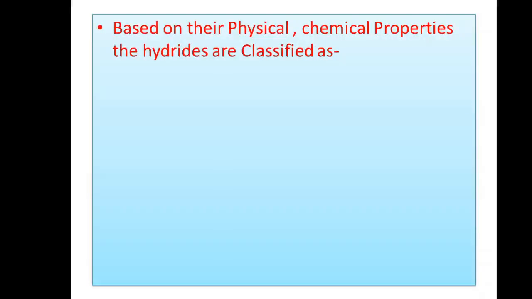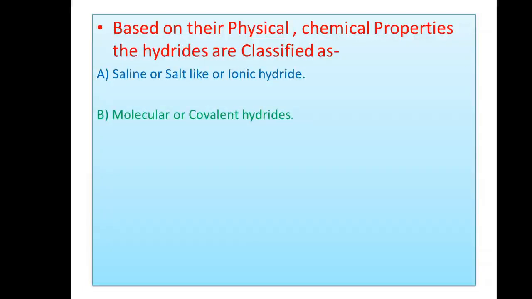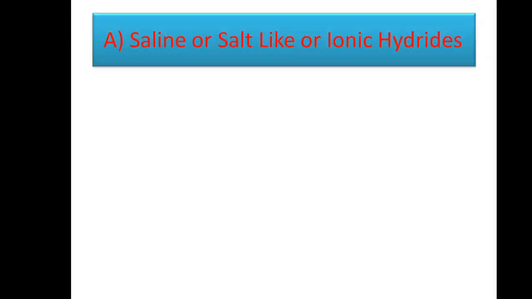Based on their physical and chemical properties, the hydrides are classified as: first is saline or salt-like or ionic hydrides. Second is molecular or covalent hydrides. Third is interstitial hydrides. Okay, these three are the classification of hydrides. First is saline hydride or salt-like hydride or ionic hydride. I will discuss one by one.